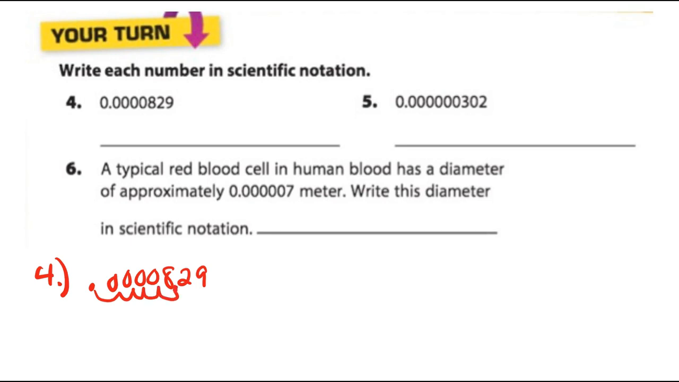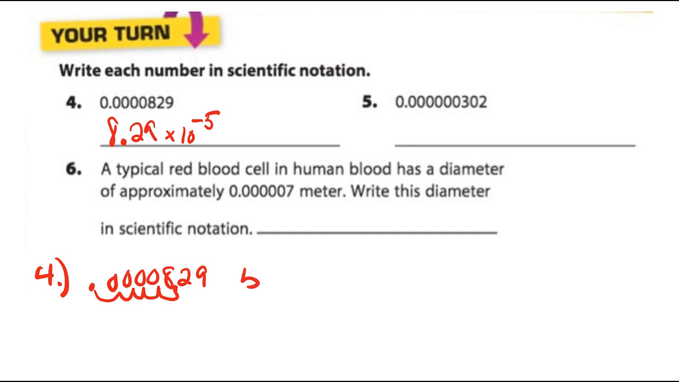I stop here because 8.29 is greater than 1, but it's less than 10. Okay, I write that number down, 8.29 times 10. Since I'm making a small number big, I'm going to have a negative exponent, and my exponent is just how many times I had to move it. So 1, 2, 3, 4, 5. So it's 10 to the negative fifth.